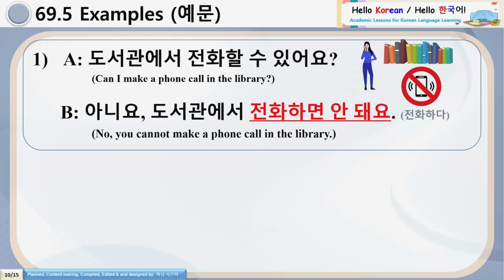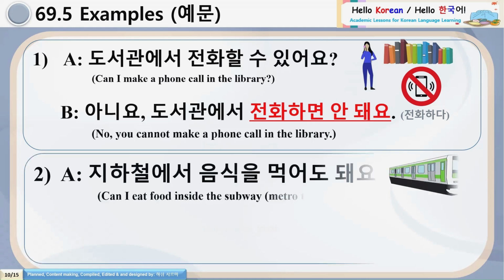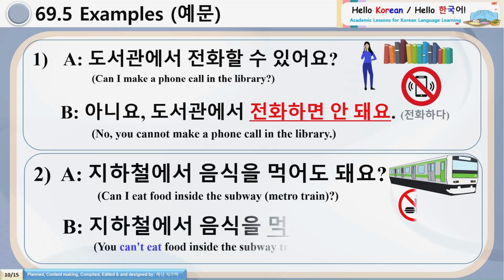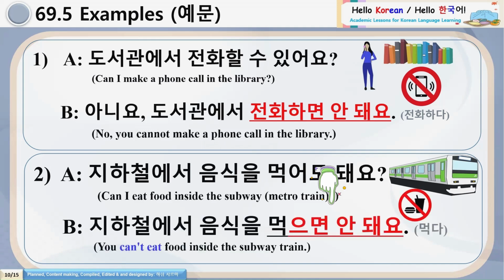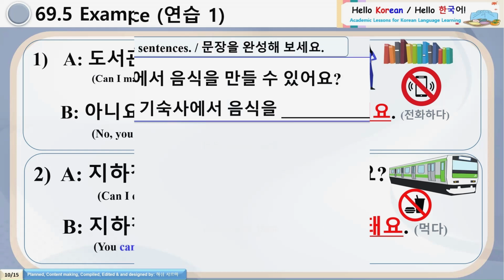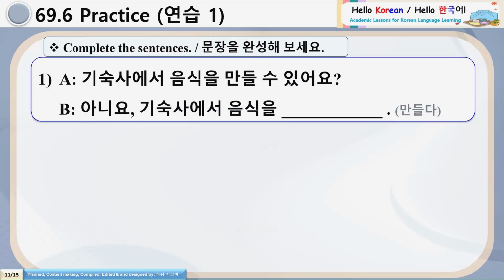These are the real practical situations where we can use this grammar. Come to number two. 지하철에서 음식을 먹어도 돼요? B replied, 지하철에서 음식을 먹으면 안 돼요. We cannot eat food inside the metro train. Clear? Now it's time to do some practice. We have to complete the sentences with the vocabulary which is given in the bracket.